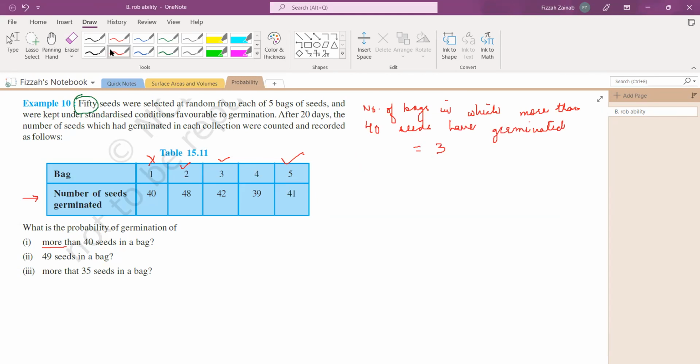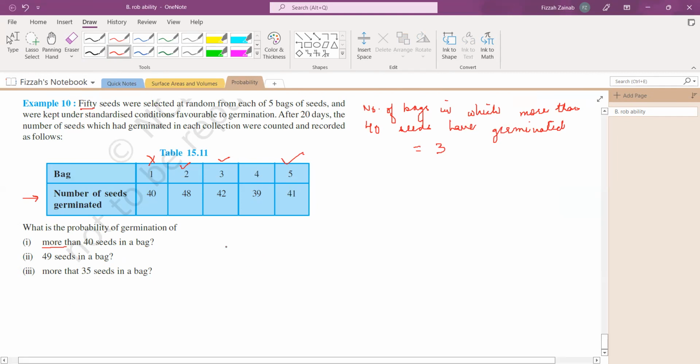See, in this question, look carefully. Some data is given just to confuse you here. Like 50 seeds are given, but basically you are finding the probability of germination of more than 40 seeds in a bag, right? So basically he is talking about the number of bags, like in how many bags is it happening. So in 3 bags is it happening, and the total number of bags are 5.